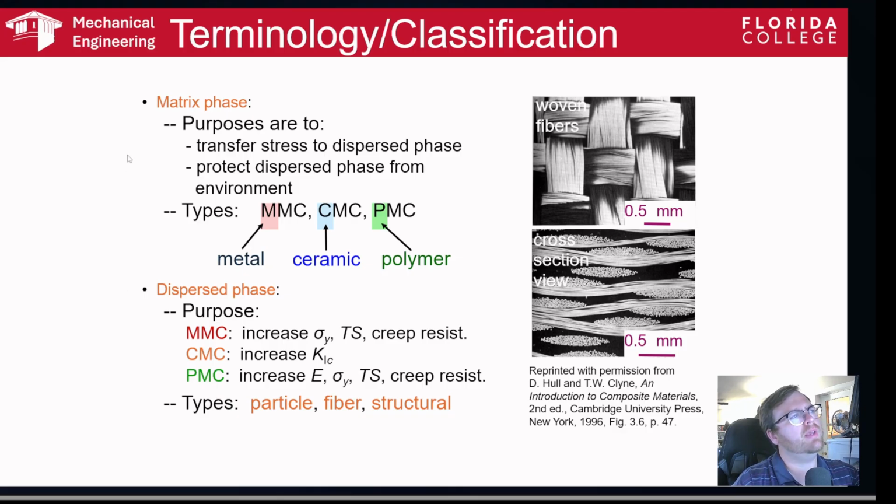So the purposes of the matrix phase are to transfer stress to the dispersed phase, okay? If I apply a tensile load to my matrix material on the outside, that load gets transferred to the fibers that are inside the material. So it transfers stress to the dispersed phase, and it protects the dispersed phase from the environment.